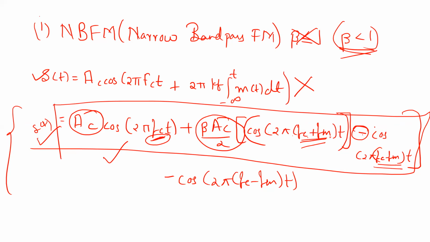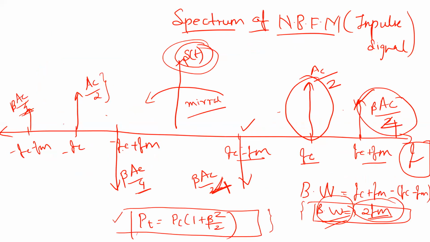Then you had the spectrum, which we drew just on the basis of this equation. Then two important formulas: the bandwidth of a narrowband FM is given as 2 times fm, which you can see over here.